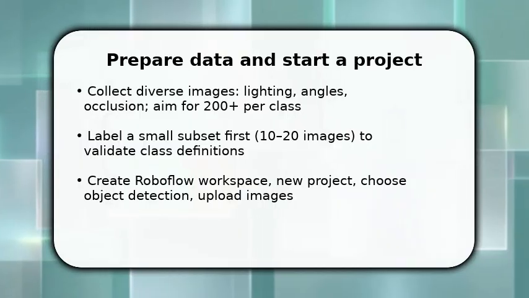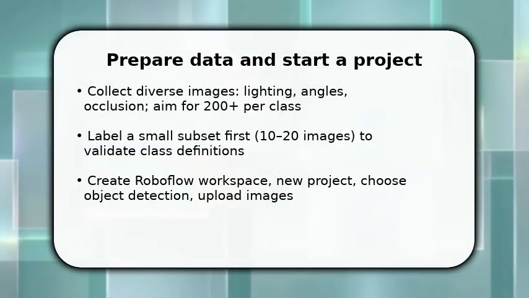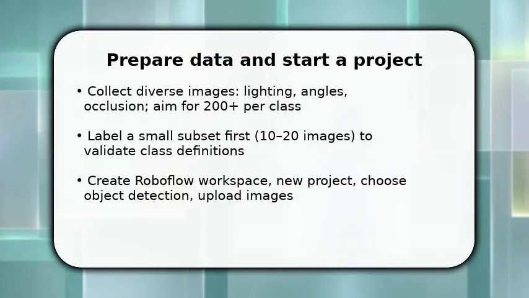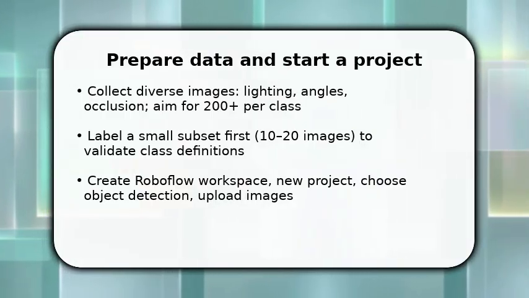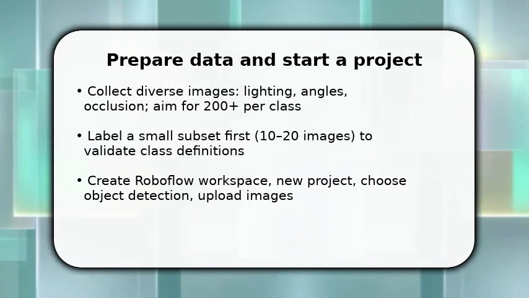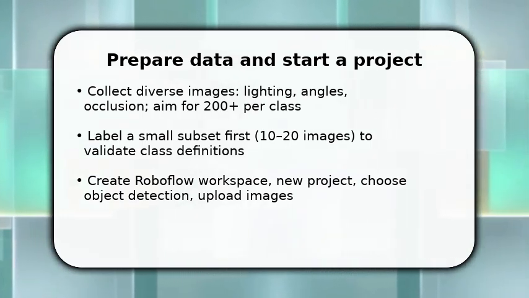Label a small subset to test class clarity and adjust labels before scaling up. Make sure class names are consistent and distinct, because clean taxonomy reduces downstream confusion and speeds model convergence.